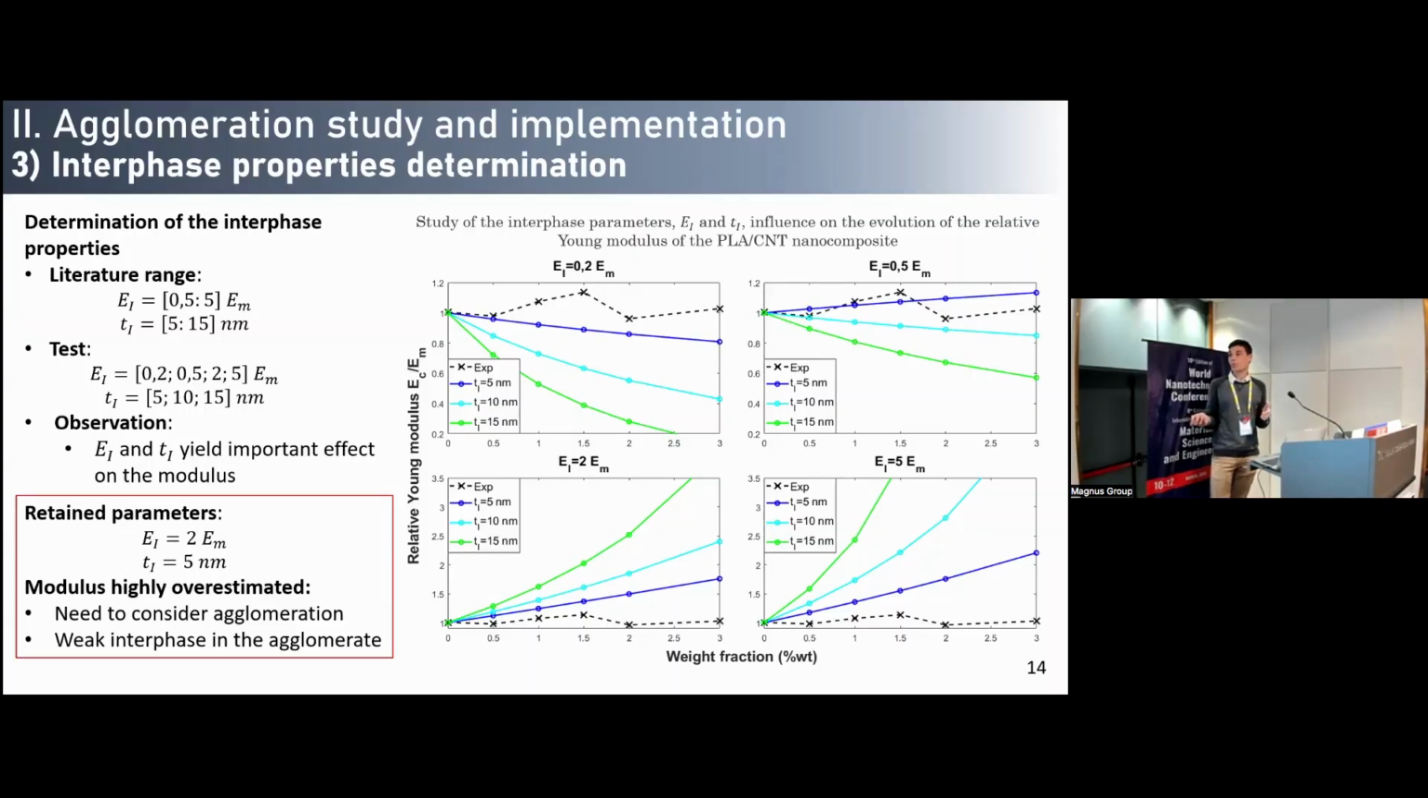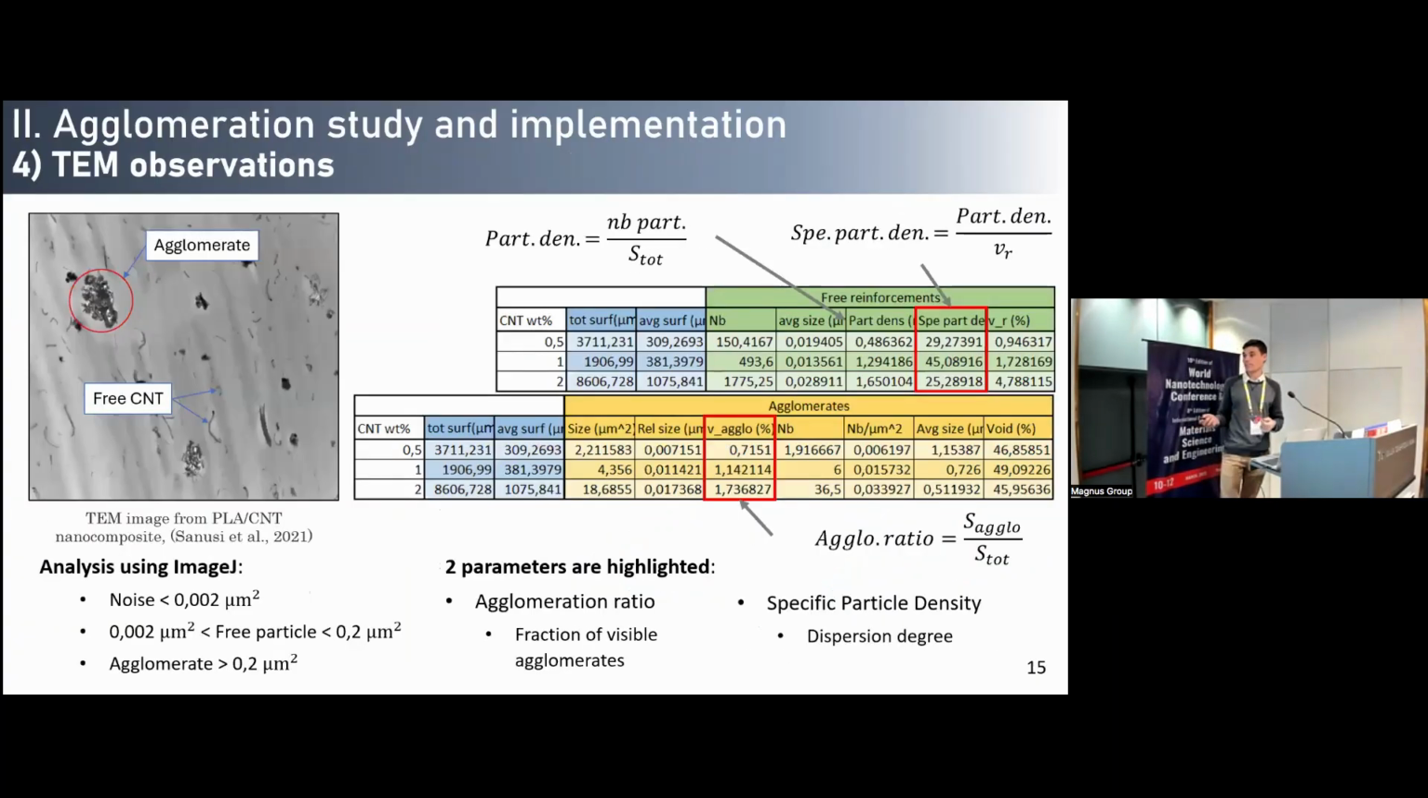We test some values in this range, and we observe that both parameters have a pretty important effect on the modulus. None of the cases were able to correctly predict the experimental results, shown in dashed line over there. Nonetheless, we choose the case of a stiff interface, and we assume that the difference between our case and the experimental data is that we did not consider the agglomeration. So we'll try to consider the agglomeration to see if we get results closer to the experimental data.